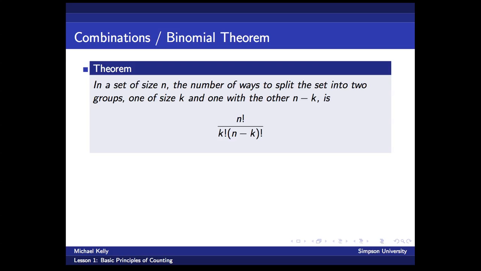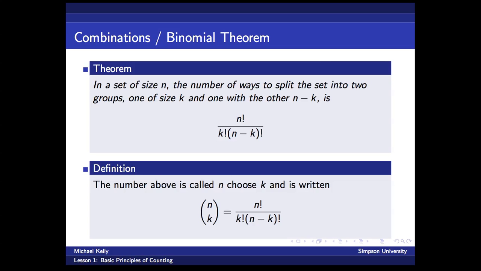So from a set of size n, the number of ways to split into 2 groups, one of size k and one of n minus k, is n factorial divided by k factorial times n minus k factorial. The numerator, n factorial, refers to the number of permutations of the entire set. The k factorial is the number of permutations in the group that was chosen, and the n minus k factorial is the number of permutations of the group that was left. And so we divide by those to cancel out the redundancy in forming the same groups.